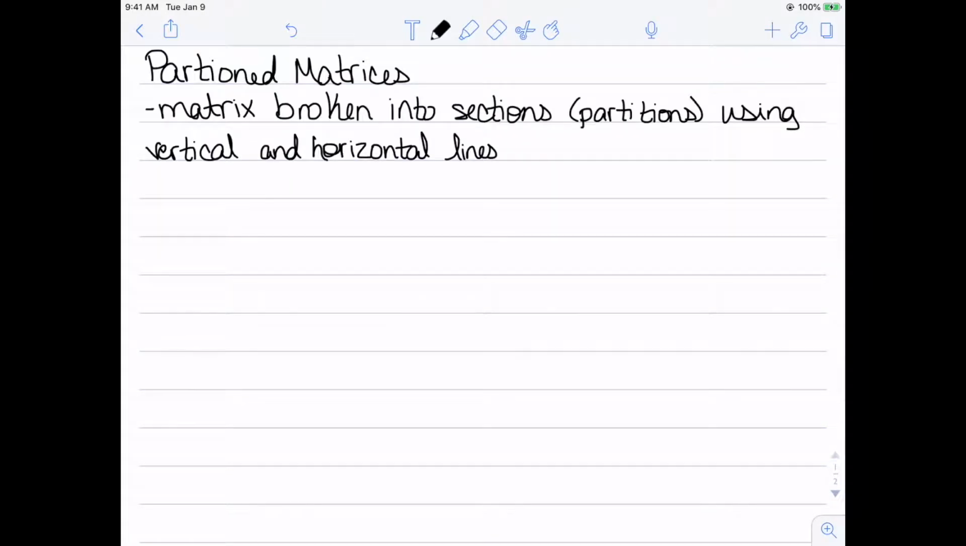So far, we've been doing a lot with the augmented matrix, which makes sense because it is a very helpful matrix. However, the augmented matrix is just a special type of partitioned matrix. A partitioned matrix is just a matrix that's broken into sections or partitions using vertical and horizontal lines.